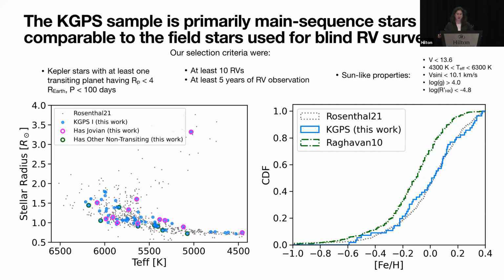The stars we selected are Kepler planet-hosting main sequence stars that are comparable to the field stars used for blind radial velocity surveys. The figure on the left shows the stellar temperatures and radii of stars in our survey compared to the 30-year Doppler California Legacy Survey recently published in Rosenthal et al. 2021. And the figure on the right is showing the cumulative distribution function of host star metallicities for our survey and theirs, demonstrating that both of these surveys are targeting stars that are a bit more metal rich than a volume limited sample of field stars from Ragavan et al. 2010.